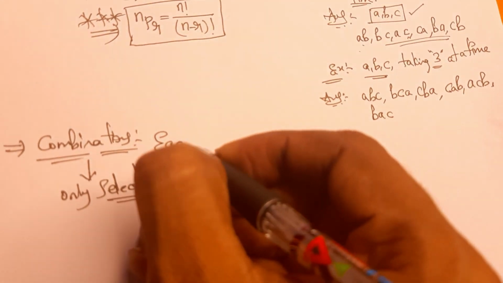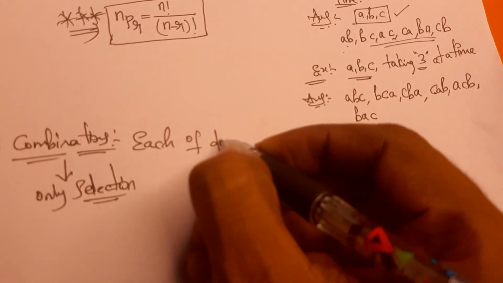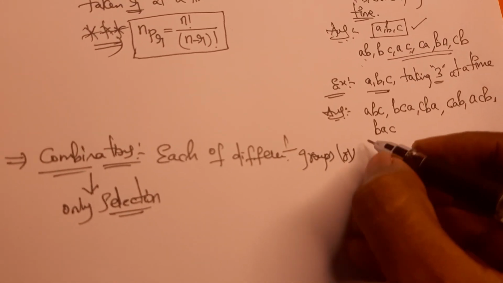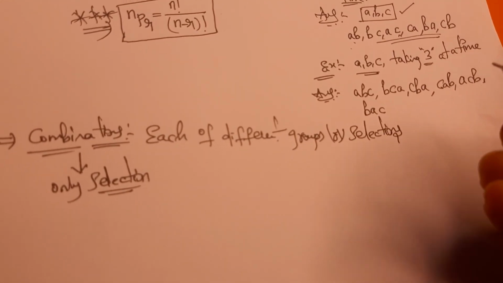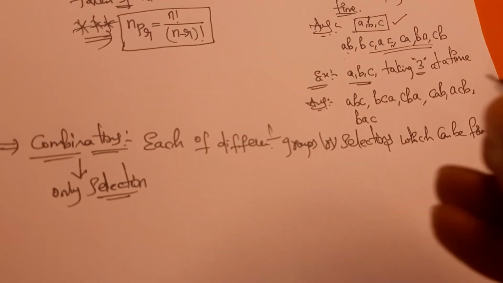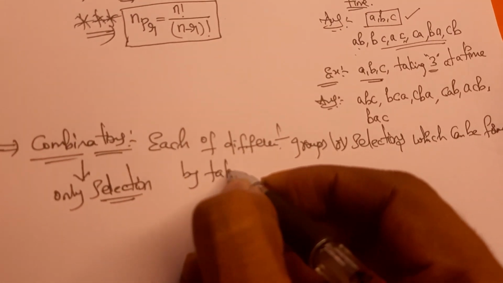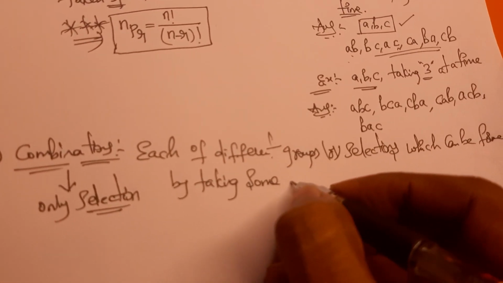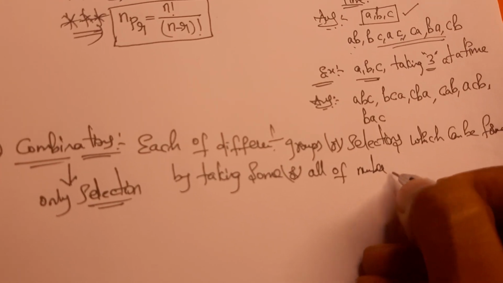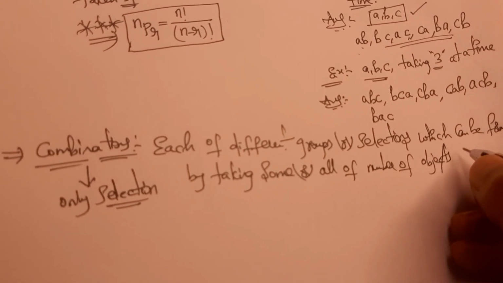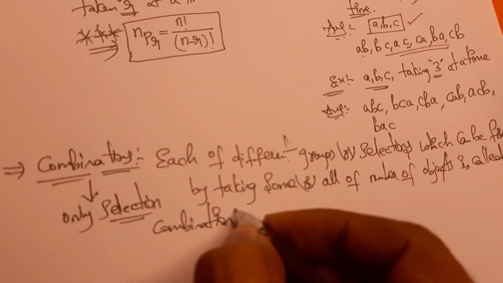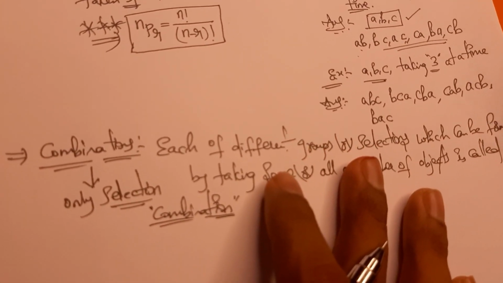Each of the different groups or selections which can be formed by taking some or all of a number of objects is called a combination. So please write it down in your notebook. This was the standard definition for combinations.